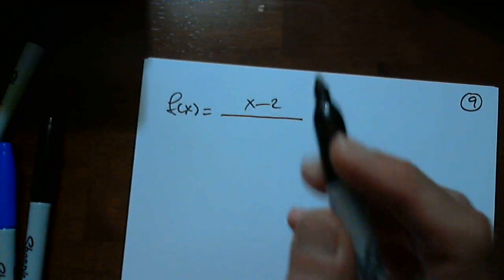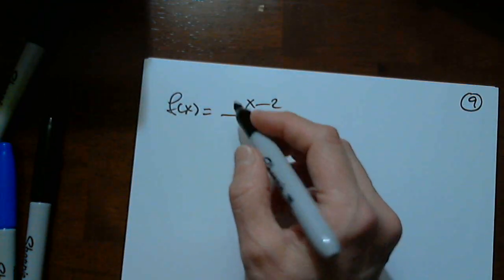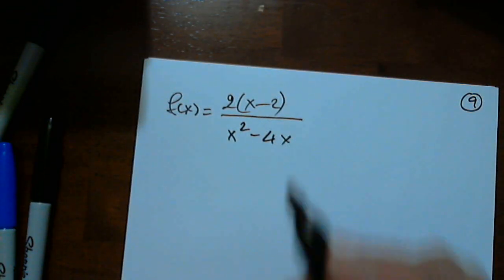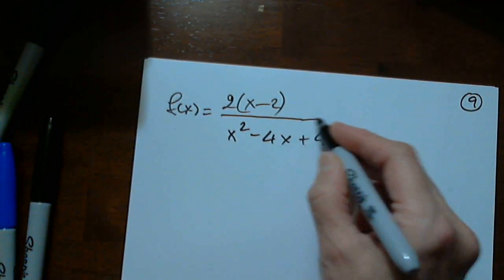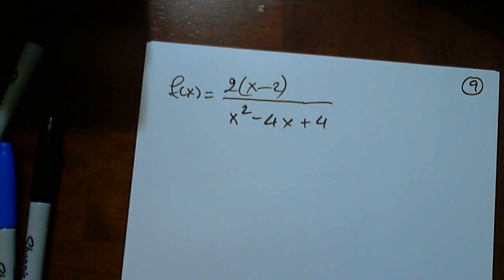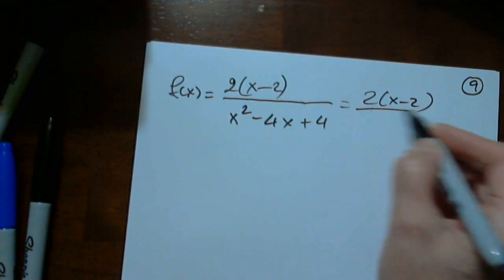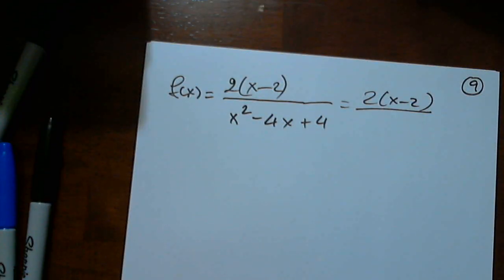Let's say x minus 2. Let's put a 2 in front. And x squared minus 4x plus 4. Okay, so what do you think would be the first step? We're asked to graph. What will you do first? Factor the denominator. Absolutely. Can anyone factor the denominator for us?